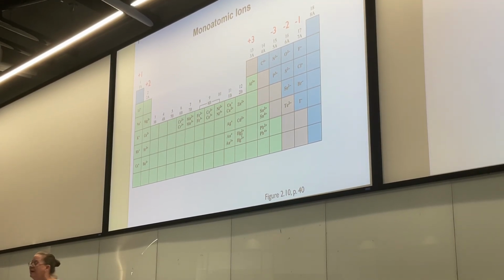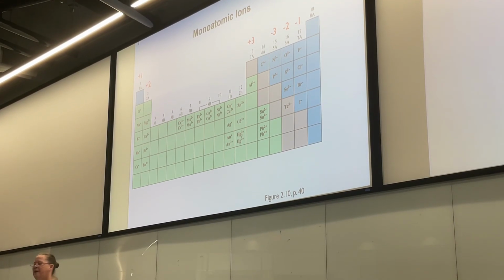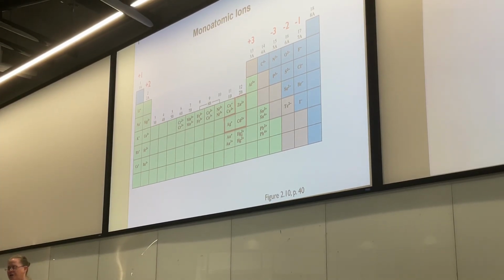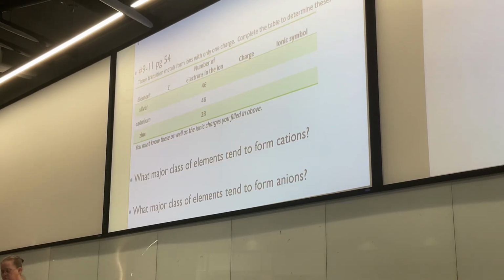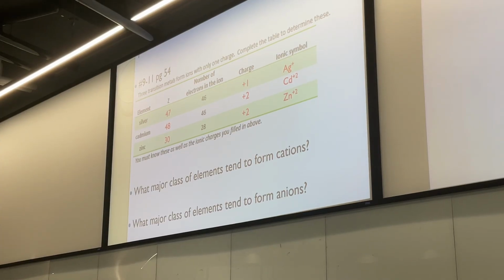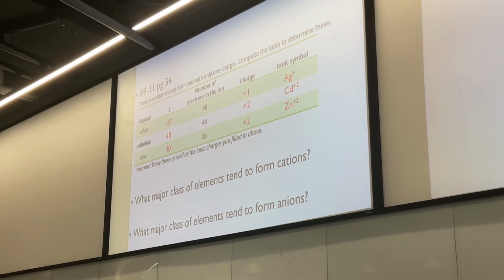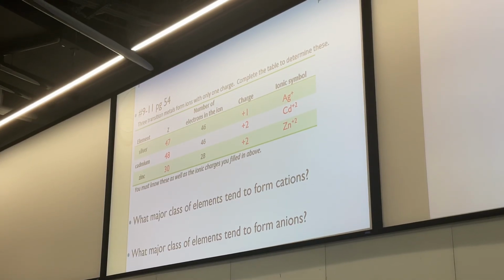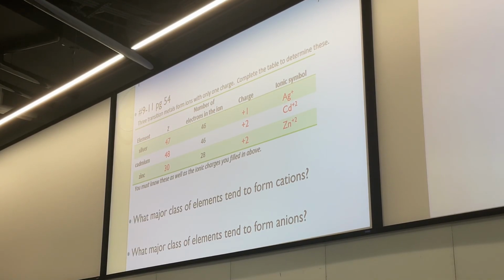There are 3 in the transition metal area that do make only one type of ion. Therefore, you'll need to know them, and that's what the little table in number 9 is all about. So, they're wanting you to fill it in. The most important thing, I think, is the last column. You need to know that silver is +1, Ag plus, cadmium is +2, and zinc is +2.